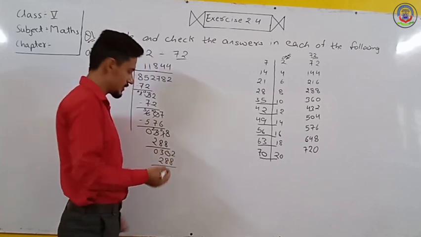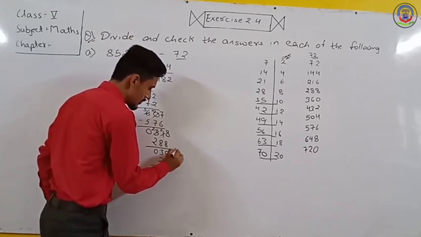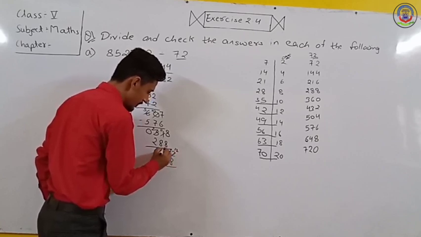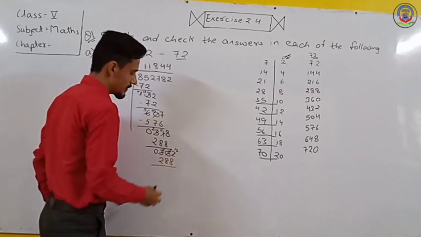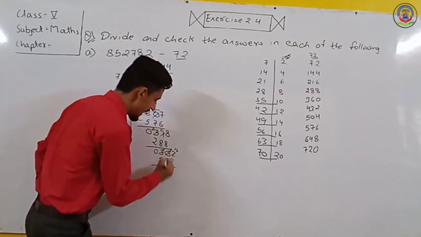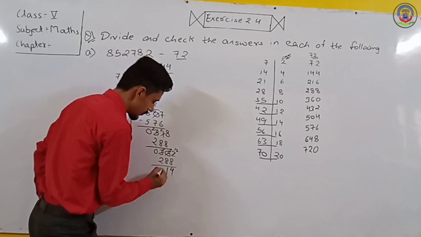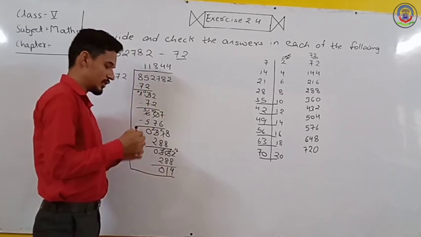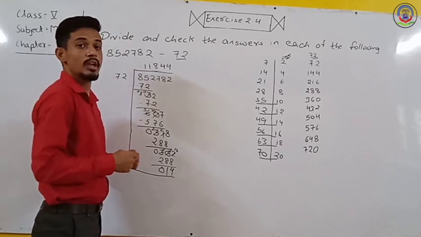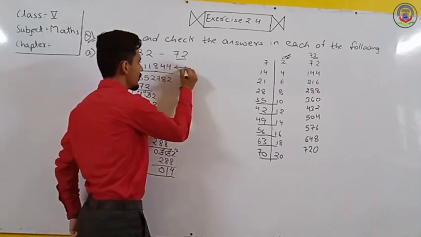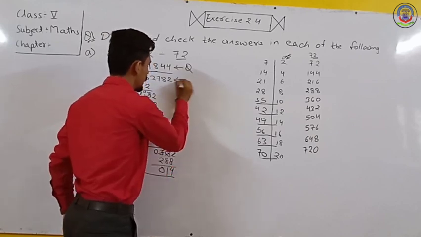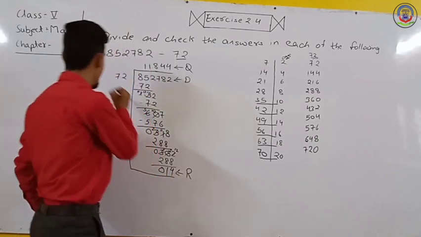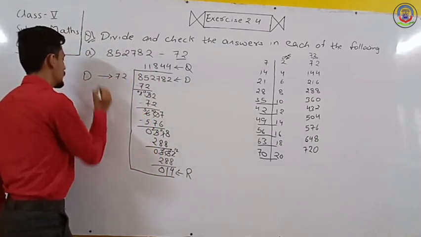2 subtract 8 is not possible. So we borrow. This becomes 12. This becomes 9 and this becomes 2. So 12 subtract 8 is 4 and 9 subtract 8 is 1 and 2 subtract 2 is 0. So it is our remainder which is smaller than 72. Now as we know, this is quotient, this is dividend, this is remainder and this is divisor.